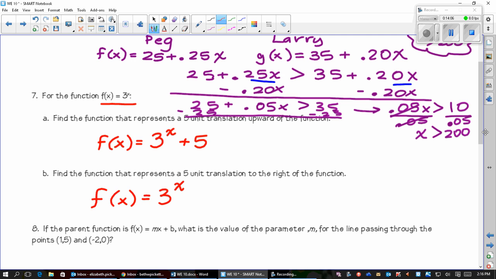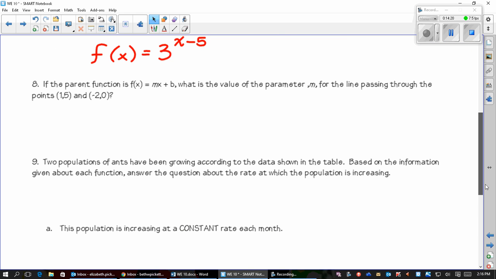In order to translate 5 units to the right, it seems like it should be plus 5, but it's really a minus 5. And that one has to be in the exponent. Okay. All right, number 8. The parent function is f of x equals mx plus b. That should be screaming linear function to you. What is the value of the parameter m?